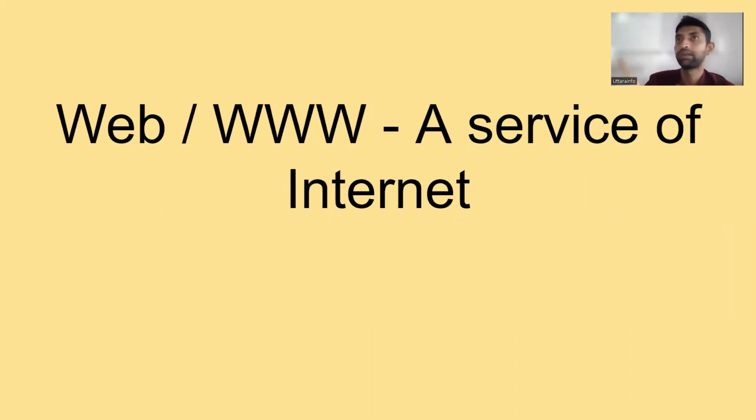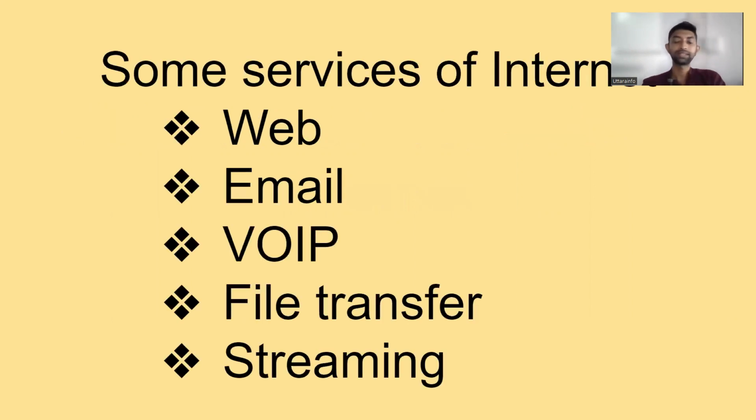The World Wide Web is a service of the internet which makes it as easy as possible for humans to use the internet. Some other services of the internet are email services. The web service uses the HTTP protocol. Email services use the SMTP protocol. VoIP services, I do not know what protocol they use. File transfer uses FTP, the file transfer protocol, and there are streaming services. All these are services of the internet. The internet is the basis on which we have web services, email services, VoIP (voice over internet) services, file transfer services and streaming services. Clear?